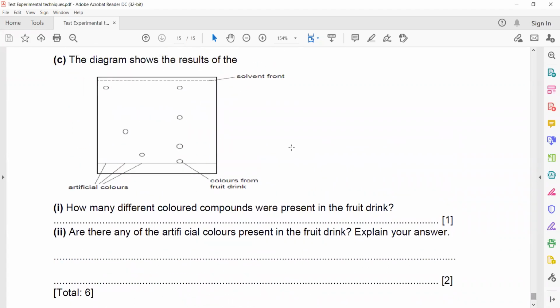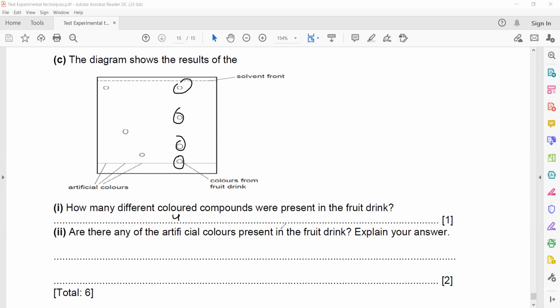The diagram shows the result. So these are the results. How many different colored compounds are present in the fruit drink? So how many different colored compounds are there? 1, 2, 3, 4. So the number of spots shows the number of compounds, because 4 spots are there. So it has 4 different compounds.